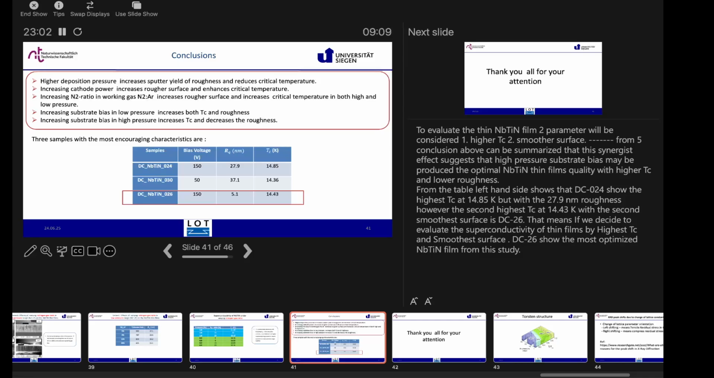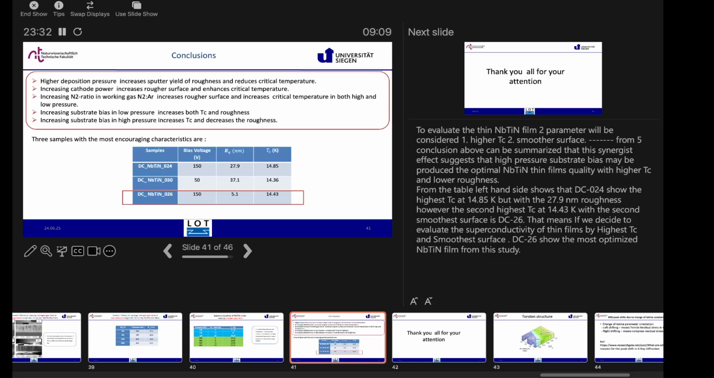The interesting one is increasing substrate bias. Increasing substrate bias in low pressure will enhance both Tc and roughness. However, increasing substrate bias in high pressure increases Tc but decreases the roughness, so we got a smoother surface. What does it mean? This synergistic effect suggests substrate bias in high pressure may produce the optimal niobium titanium thin film with higher Tc and lower roughness.